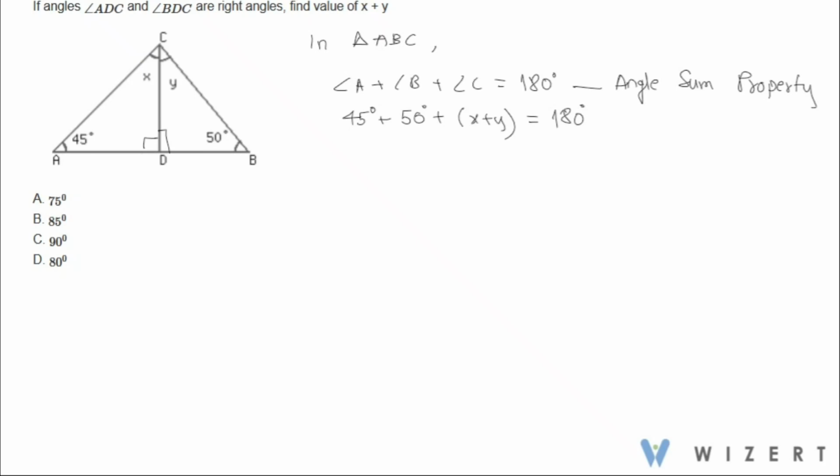So what we have here is 45 plus 50 is 95. So 95 plus x plus y is equal to 180 degrees. Therefore x plus y is equal to 180 minus 95. This is equal to 85 degrees. So the answer is option B.